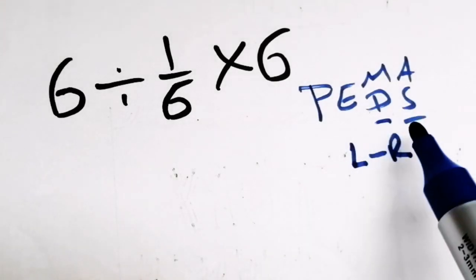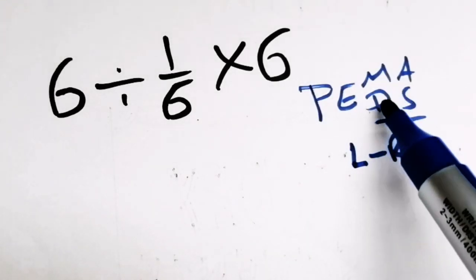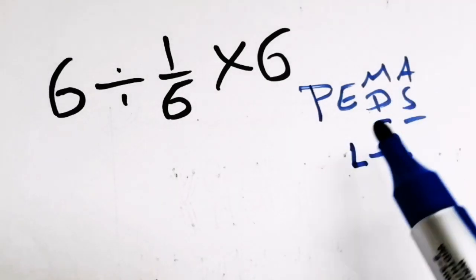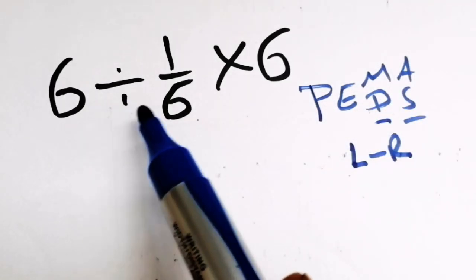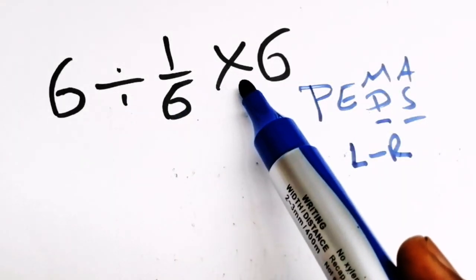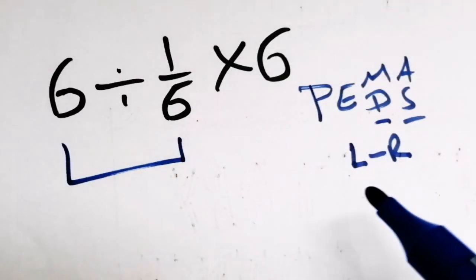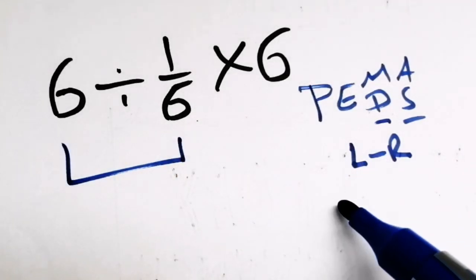Therefore, according to PEMDAS, division and multiplication have equal priority. We have to work from left to right. So first we have to do this division and next this multiplication, okay? Therefore, we have to do this first. Then in order to do this, we follow the KCF rule.